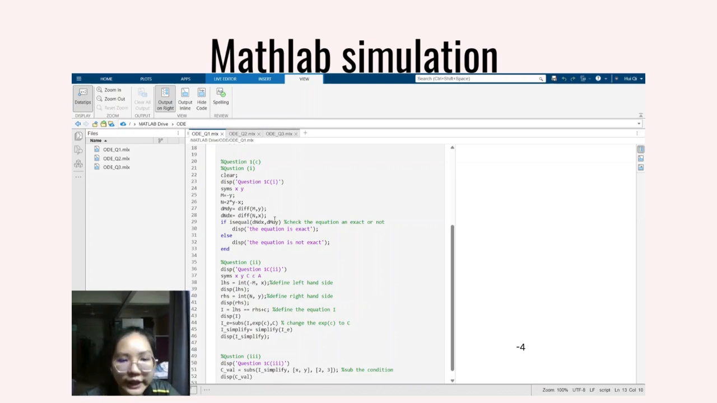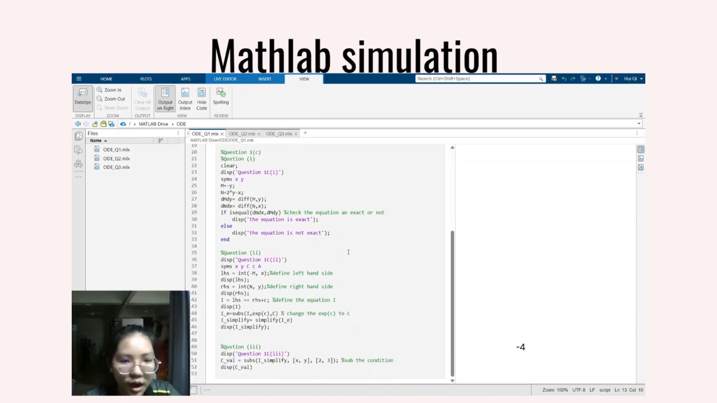MATLAB will differentiate both M and N and check whether the values are the same or not. If the value is the same, we use the isequal command to check the equation. It will display that the equation is exact. Else, it will display that the equation is not exact, to tell you whether the equation is an exact ODE or not.